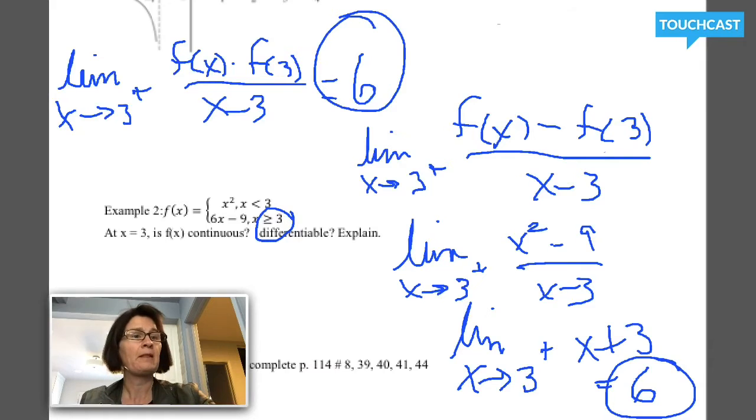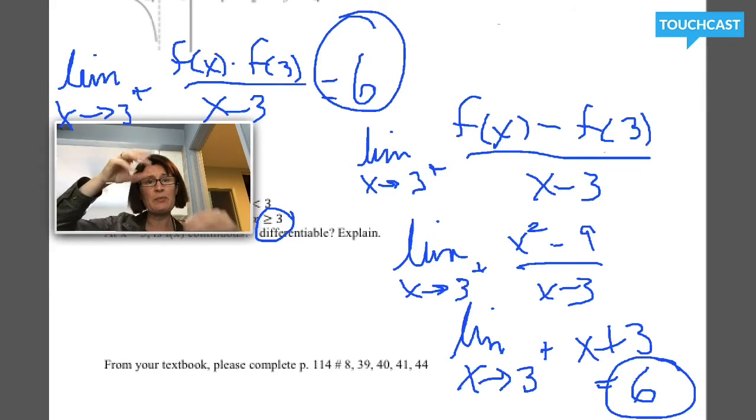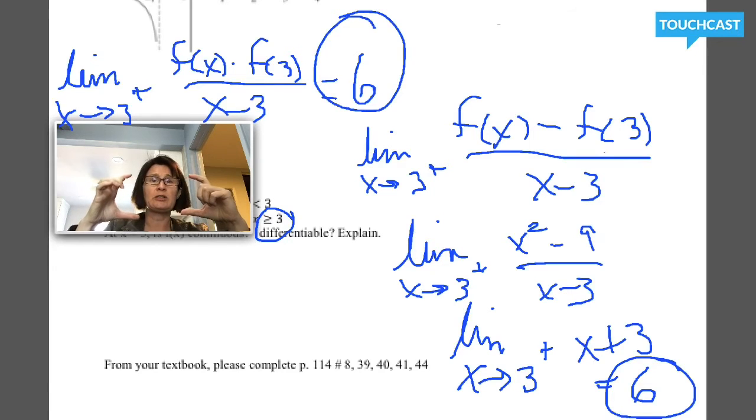So I'll move out of the way, and you can see what your textbook assignment is on page 114. Remember, there are 2 sets of problems on that page. There's the quick review. This is not what I'm talking about. I'm talking about the section 3.2 problems, so 8, 39, 40, 41, and 44.